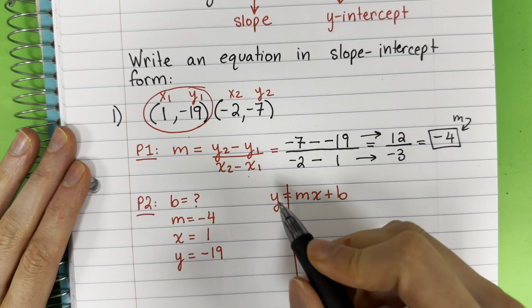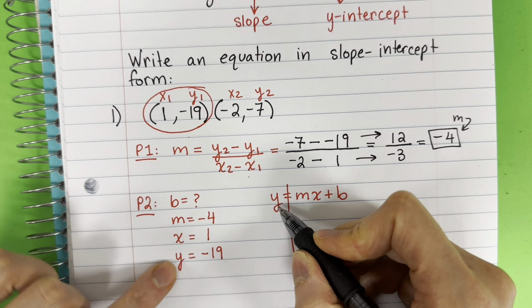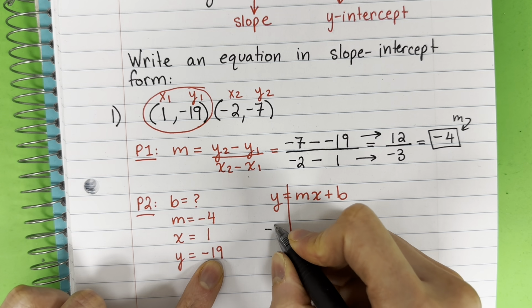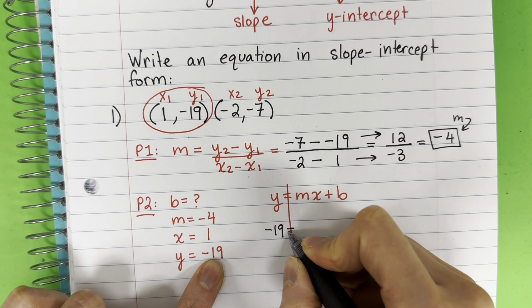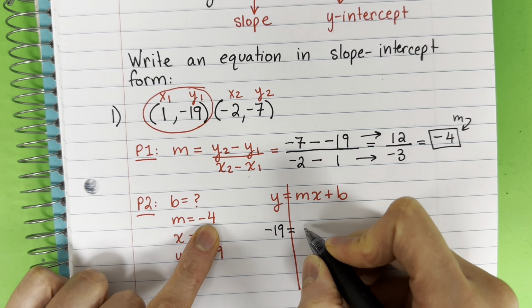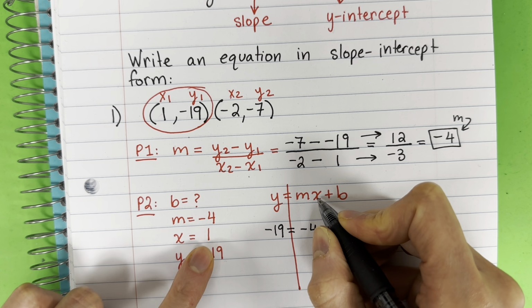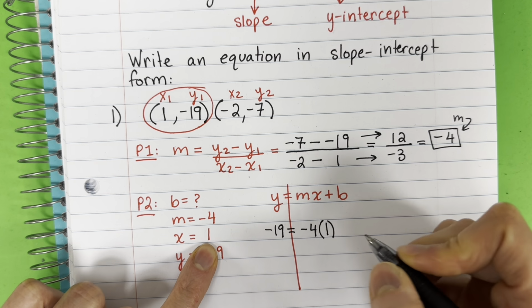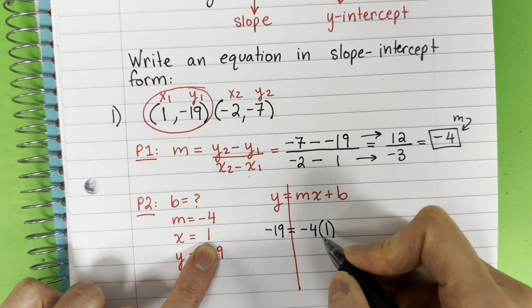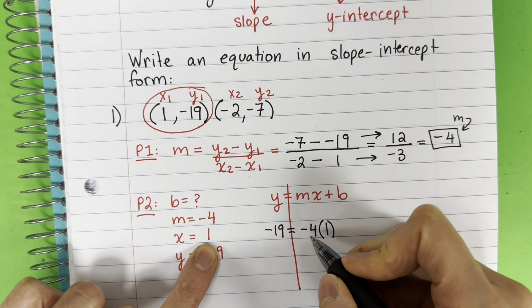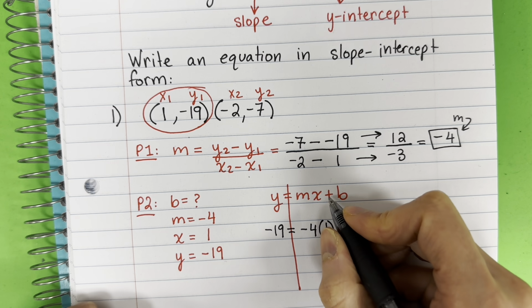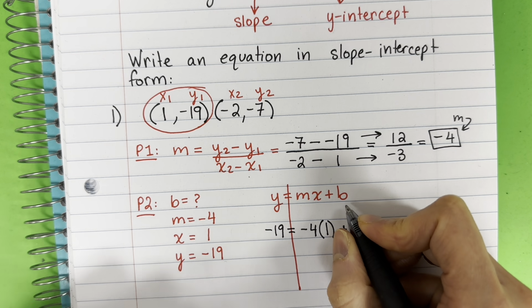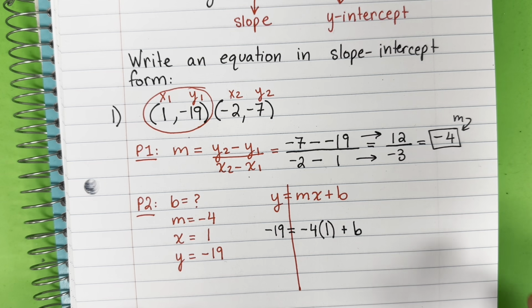All right, so what number is y? It looks like y is -19. I'm going to go ahead and put -19 here. Copy your equal. M is -4. X is 1. Put it in parentheses because they're right next to each other, because this is going to be multiplied. This is m times x, or -4 times 1. Copy your plus. B, I don't have a number. Go ahead and copy B.